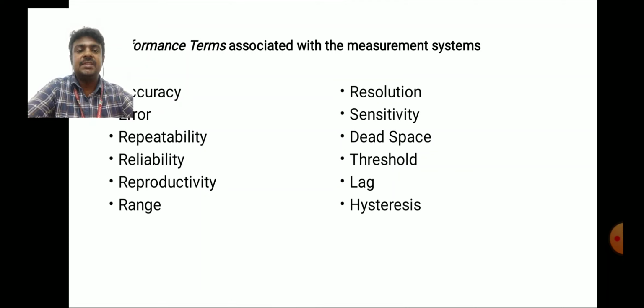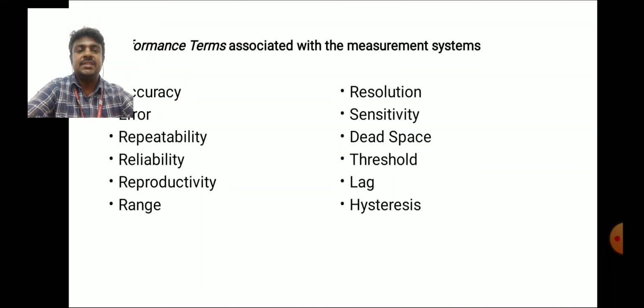The accuracy of a measuring device may be defined as the extent to which the reading given by it is close to the exact value. So if I am getting a value and that value is very close to the standard value, such a quality is known as accuracy. And next one is error. Error is the difference between the measured value and the standard value of the quantity being measured. So if I am getting any difference between these two values, such a thing is known as error.